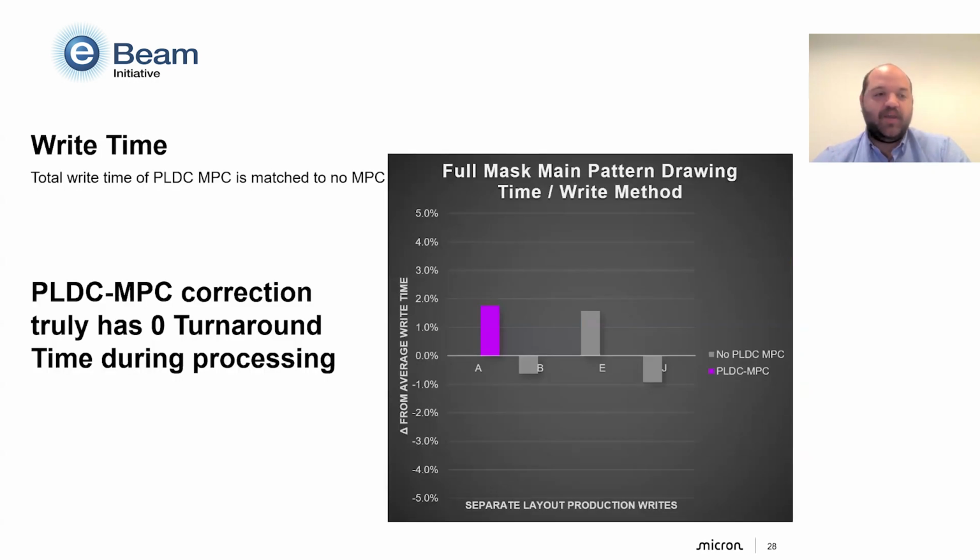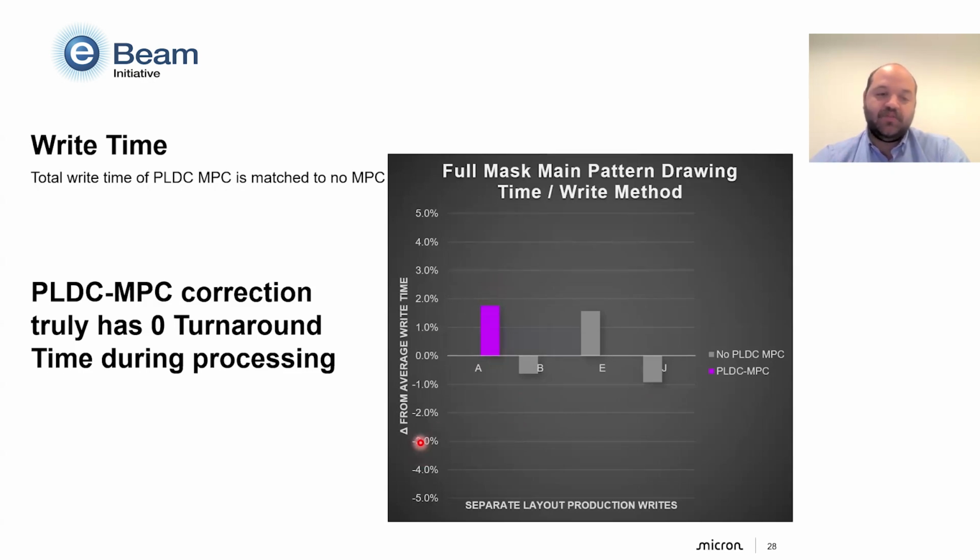Finally, the biggest talking point here is write time. The total write time of PLDC-MPC is matched to no MPC. So PLDC-MPC correction truly has 0 turnaround time during processing. You can see here 3 separate writes of the full reticle. The 3 in gray are no PLDC-MPC applied, and then purple is PLDC-MPC applied.